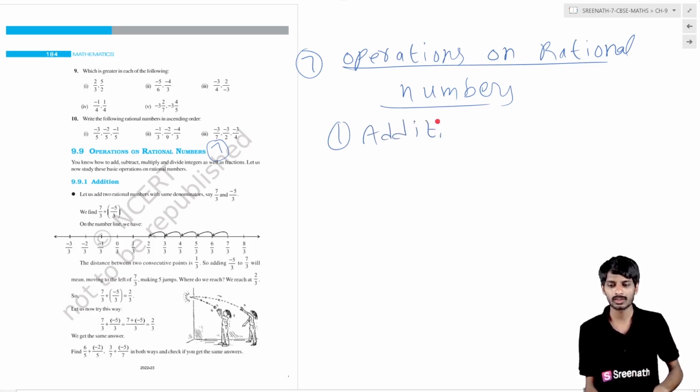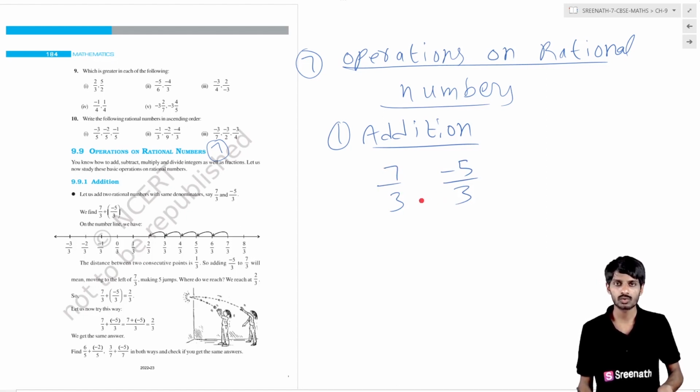So how to add two rational numbers? It is very simple, I think, but somewhat difficult. So suppose 7 by 3 you have to add with minus 5 by 3. So how to add? Suppose if you take help of a number line, you have to add 7 by 3 with minus 5 by 3. What you have to do? First you have to locate the position of 7 by 3.